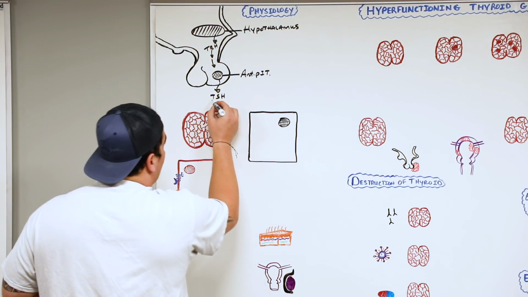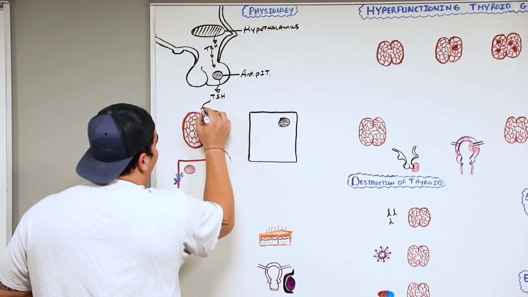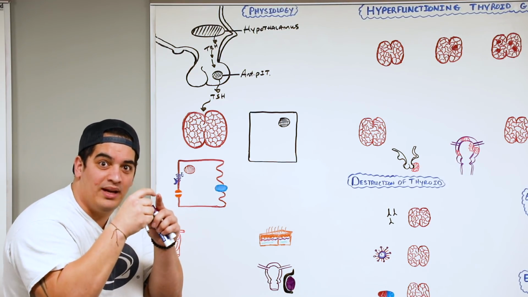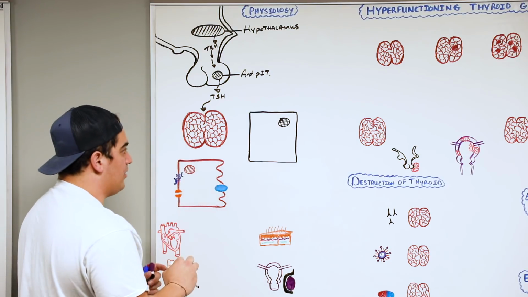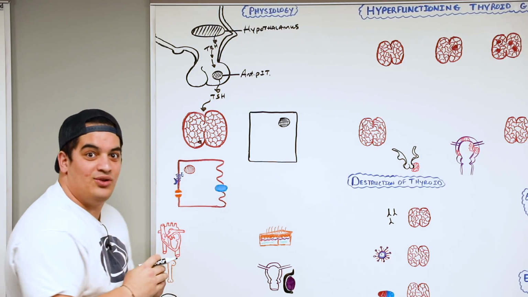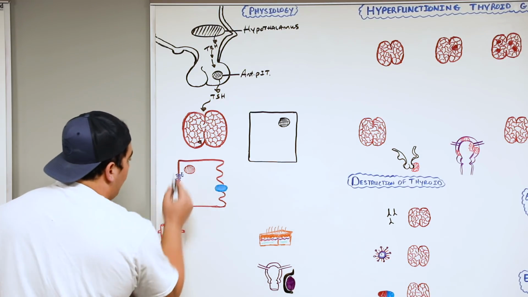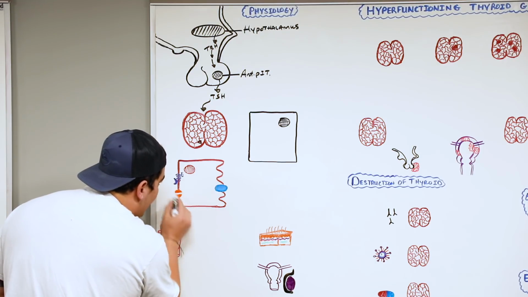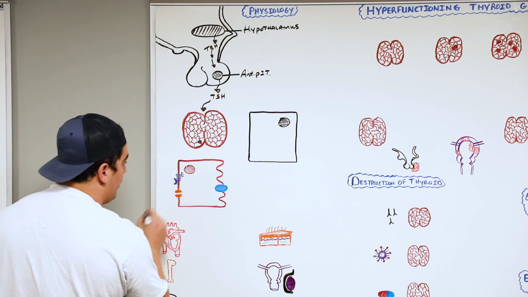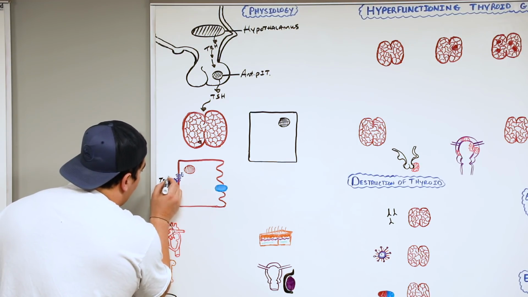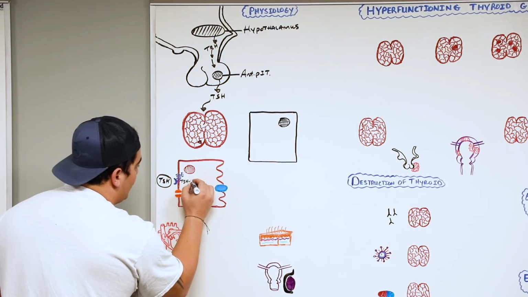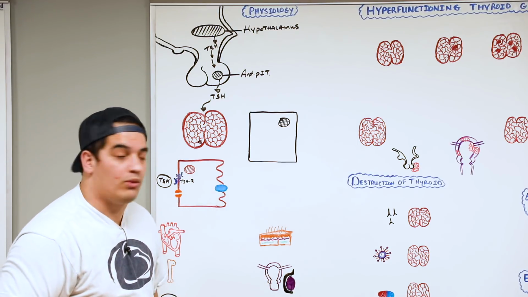Then TSH circulates through the blood and acts on the thyroid gland, but at the microscopic level, on the follicular cells. I'm going to take a piece of a follicular cell and zoom in on it so you can see what's happening. TSH binds onto one of these thyroid follicular cells. You see this little blue receptor here? That receptor is what TSH binds to, and it's called the TSH receptor. Very important. I need you to remember that one.